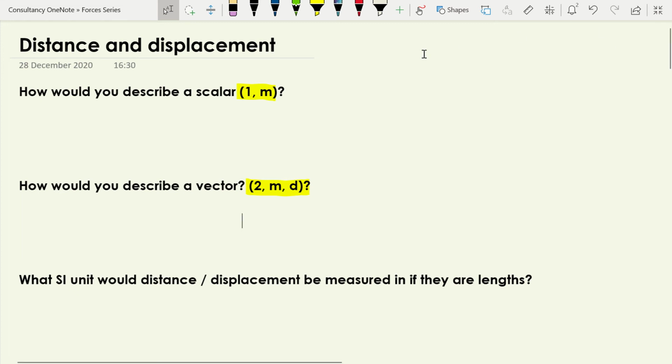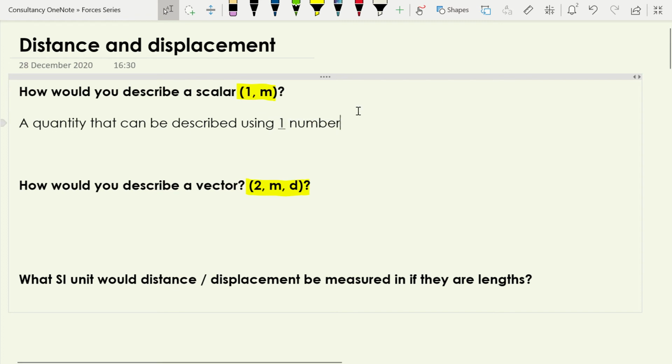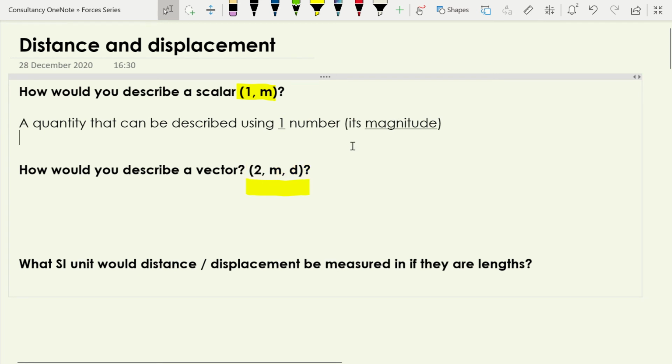Okay, so I'm going to assume that you've done that. So let's get started. First off, how would you describe a scalar? It's a quantity that can be described using one number. So that's in the brackets, that's why the 1 was there, because we can describe it using one number, which is its magnitude. And you see that's why there was an m there.